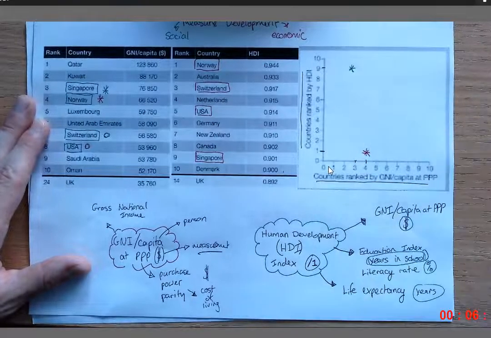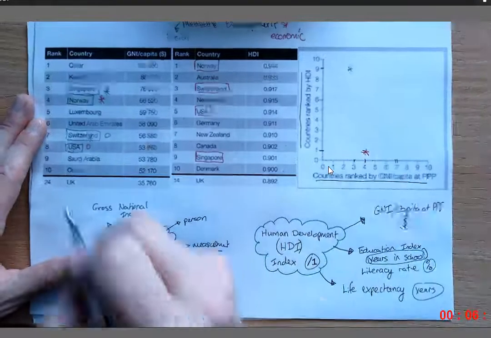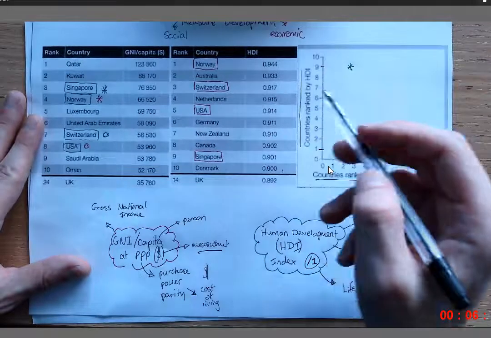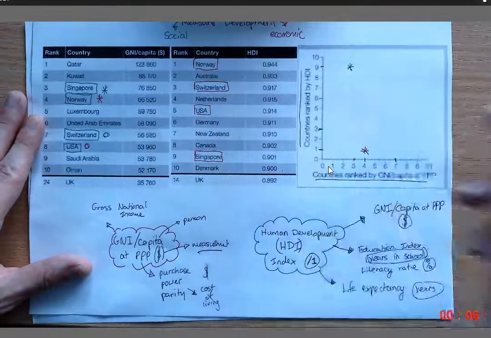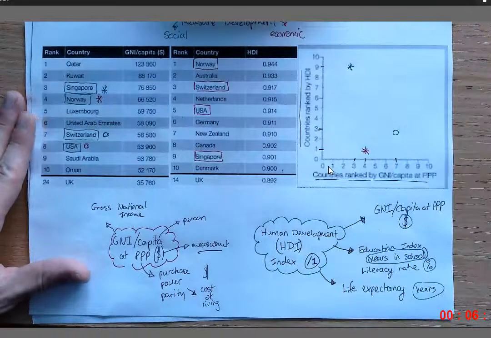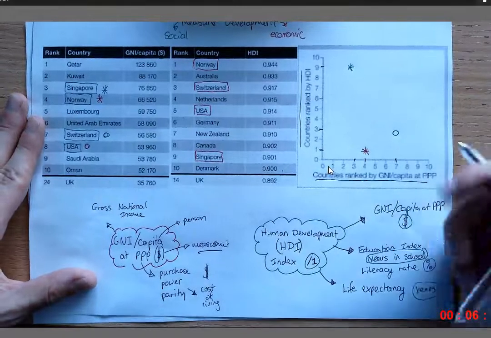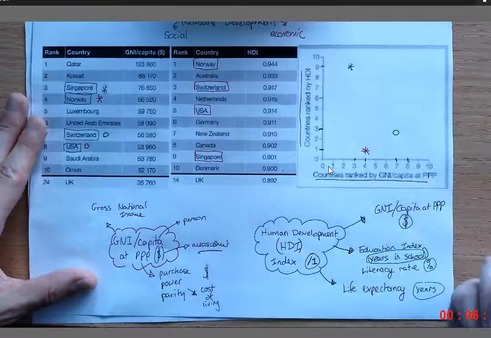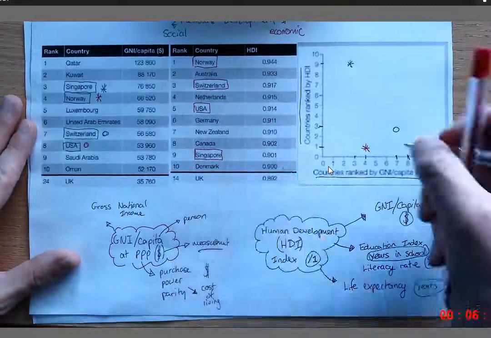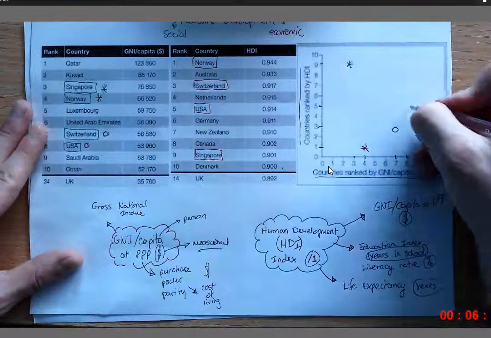Switzerland is located number 7 on the GNI per capita, and over here on the HDI, Switzerland is number 3. So a green star here for Switzerland, and then our red star, our USA one, we're going to give rank 8 in the world for GNI, gross national income, and then the USA is number 5 in the world for HDI. So our red circle is going to go over here.